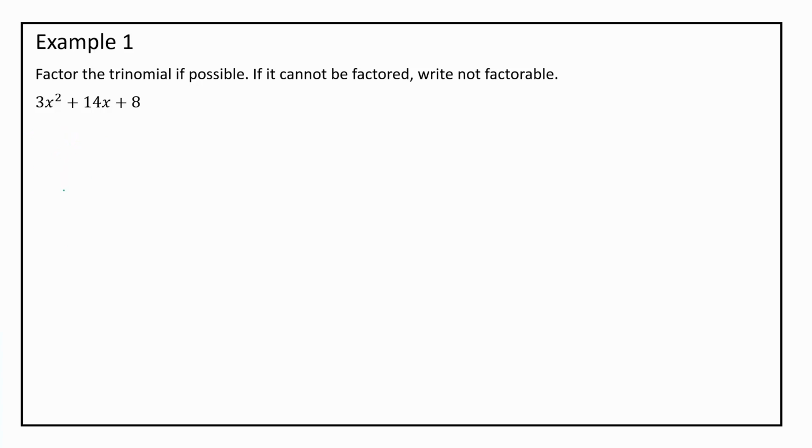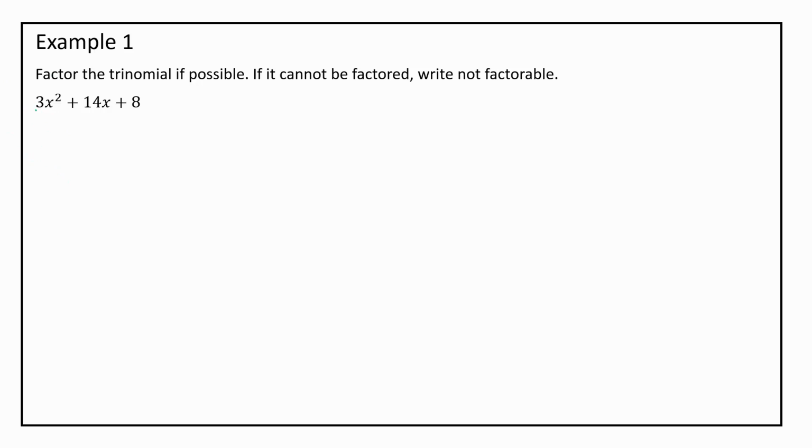It says factor the trinomial if possible. If it can't be factored, write not factorable. So it may be that in this section of your book, they may actually try to trick you, because maybe some of them can't be factored at all, which means there's not a scenario where you could multiply out your parentheses and get this original problem. So we are going to use the box method.